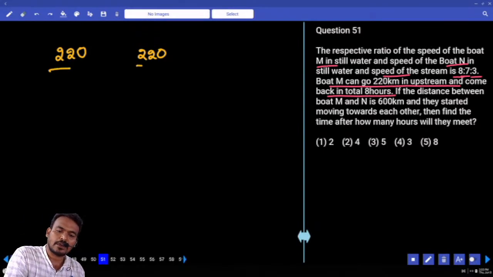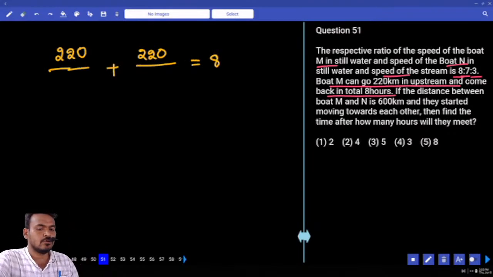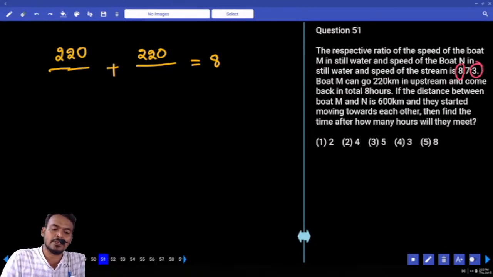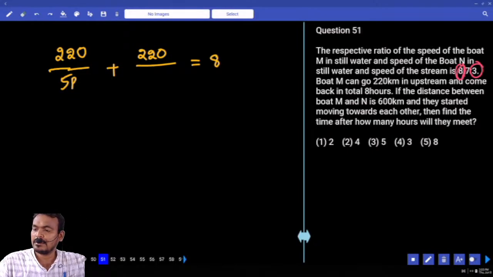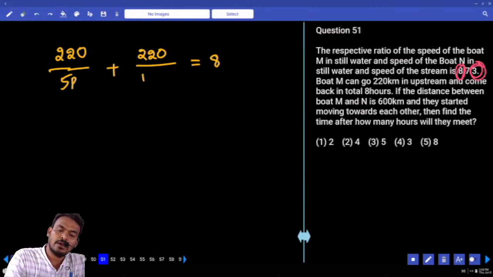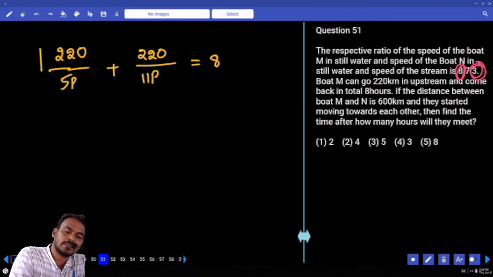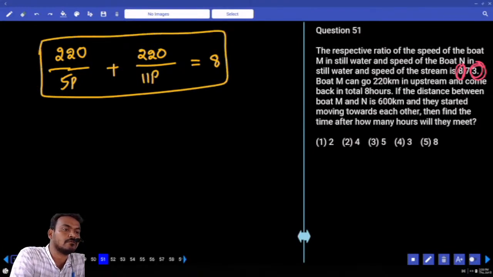Total how much time is taken? 8 hours. 220 by upstream speed, 220 by downstream speed. What is the M value here? 8 parts. S value 3 parts. 8 minus 3, 5 parts. Next, 8 plus 3, how many parts? 11 parts. Simplify this one, we get the one part value.